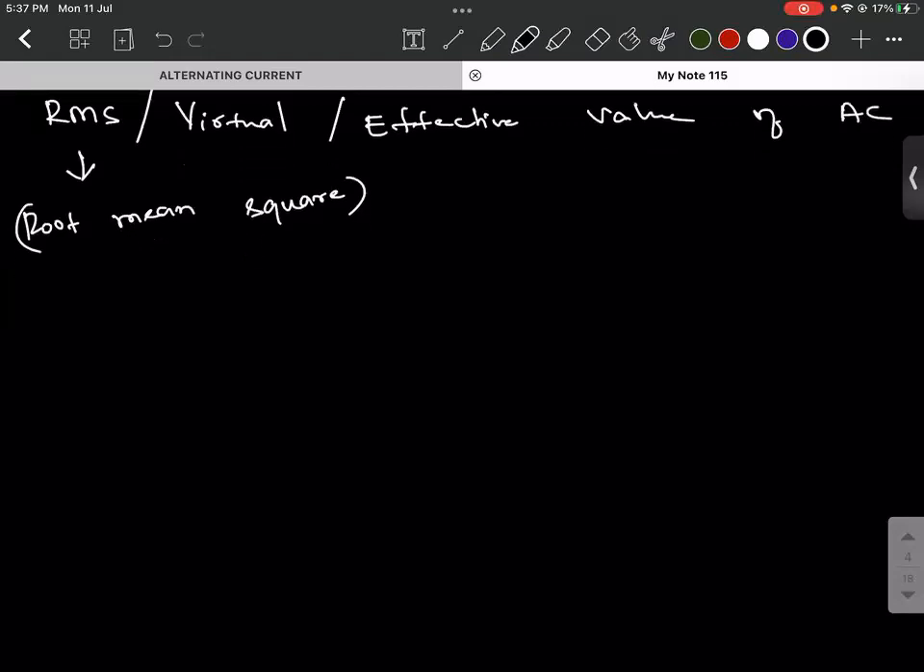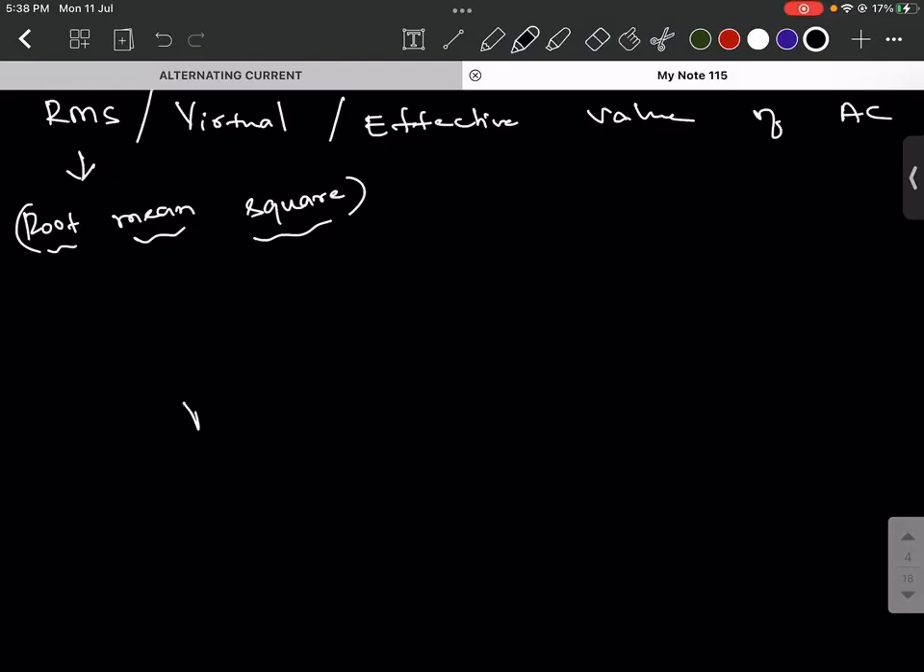Like how you found the average value, now we are going to find the square root of mean. Mean means average. So it is the square root of the mean of the square. That is the meaning of root mean square. Mean means average.